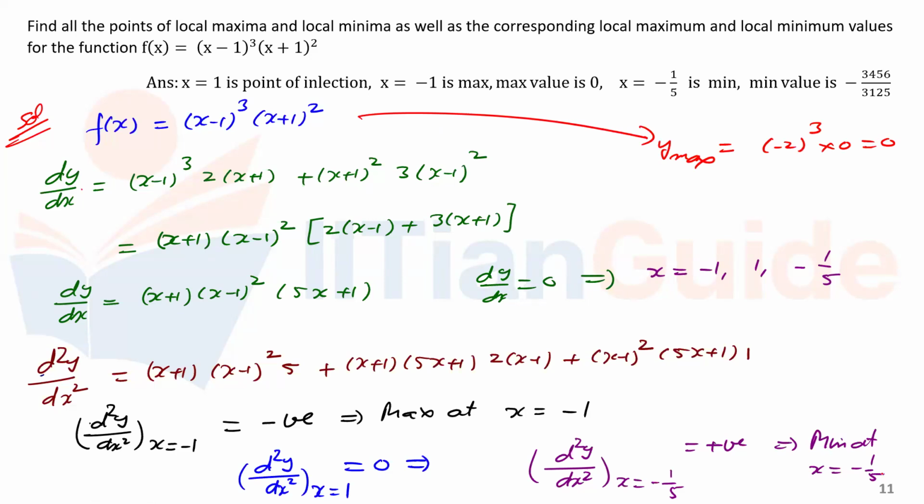And y minimum I'm getting at x equal to -1 by 5. So -1 by 5 minus 1, that is -6 by 5 whole cube. After that, -1 by 5 plus 1, that is 4 by 5 whole square. Just simplify it and you will get the answer that I'm writing directly. It is 3456 divided by 3125. Okay. These are the values. And at that point the second derivative is 0. It will be a point of inflection, but we cannot commit.